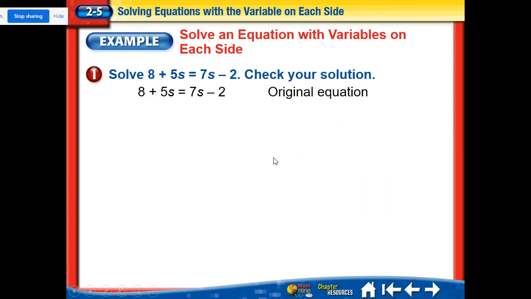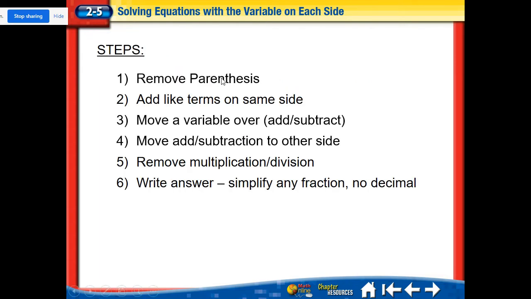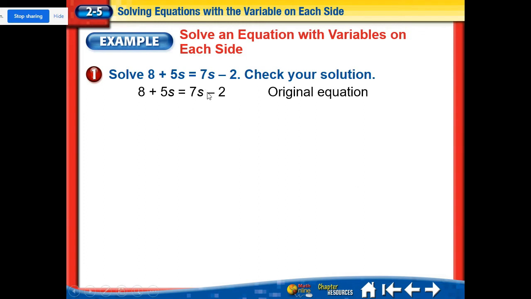All right, so here's our first one. 8 plus 5s equals 7s minus 2. Notice we have s's on both sides. So this is going to cause us to do more things. Now, the first two steps go together with there's parentheses. And if you notice on this one, there's really not. So we'll get to those in just a bit, but we're going to worry about the other steps. So these do not have any parentheses, so we can just move to moving the variable over.